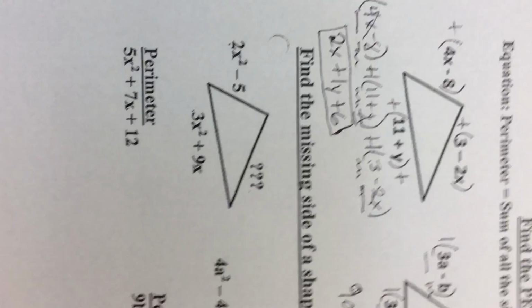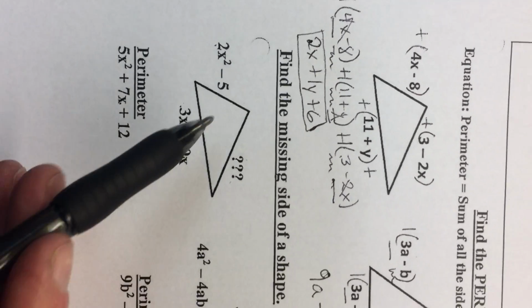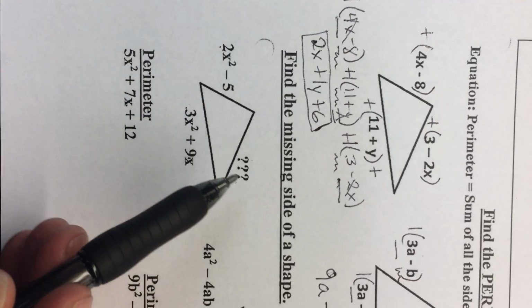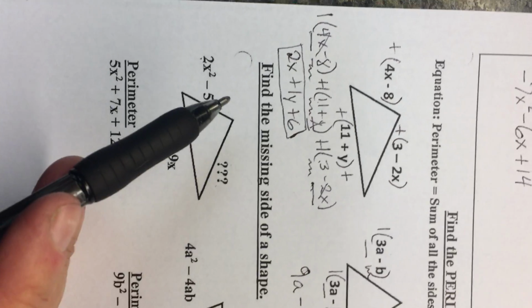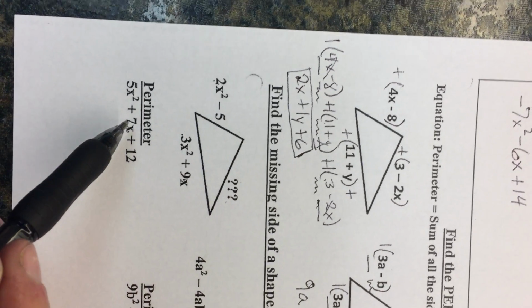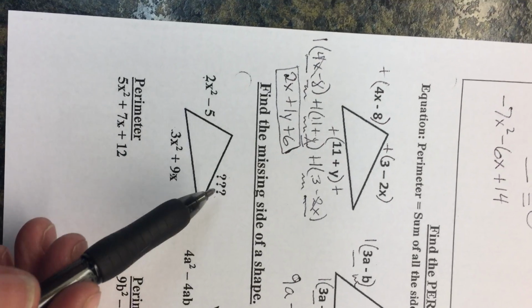So here is the final video that we're doing, and this time they've given us two sides of the triangle, and they've given us the perimeter, and we want to find the missing side. So this plus this plus this equals the perimeter. So we need to figure out how we're going to find the missing side.